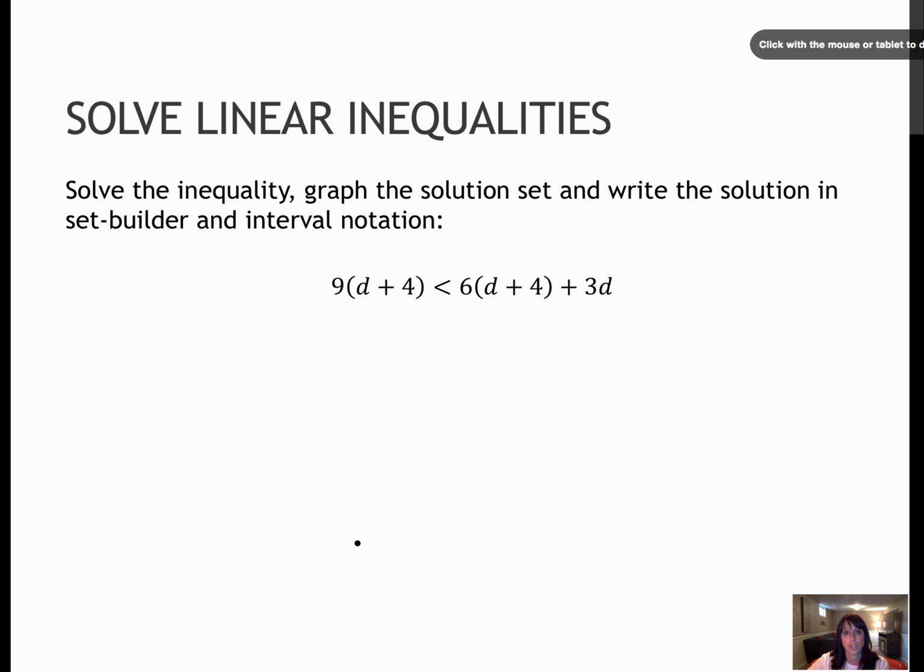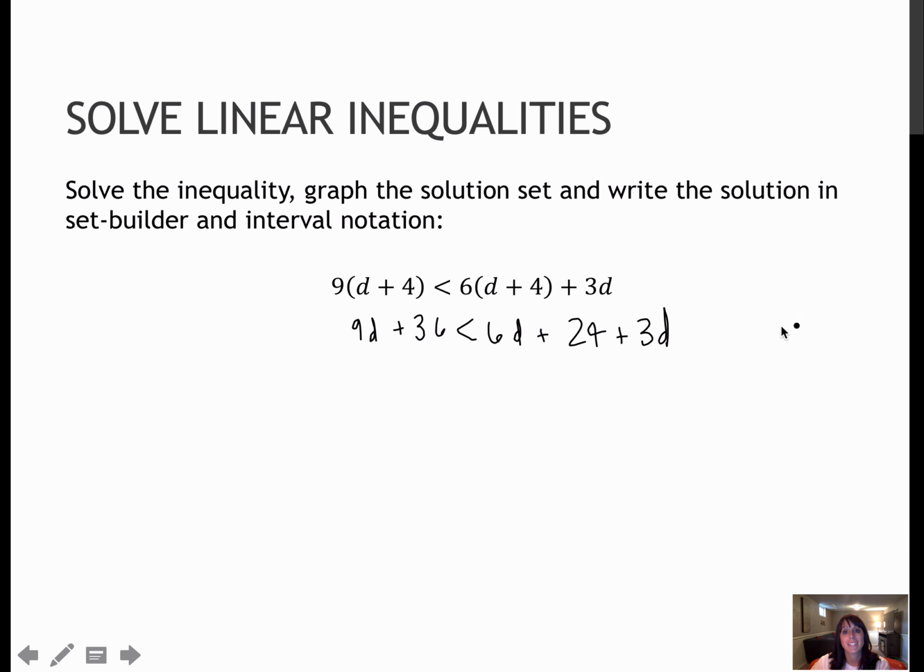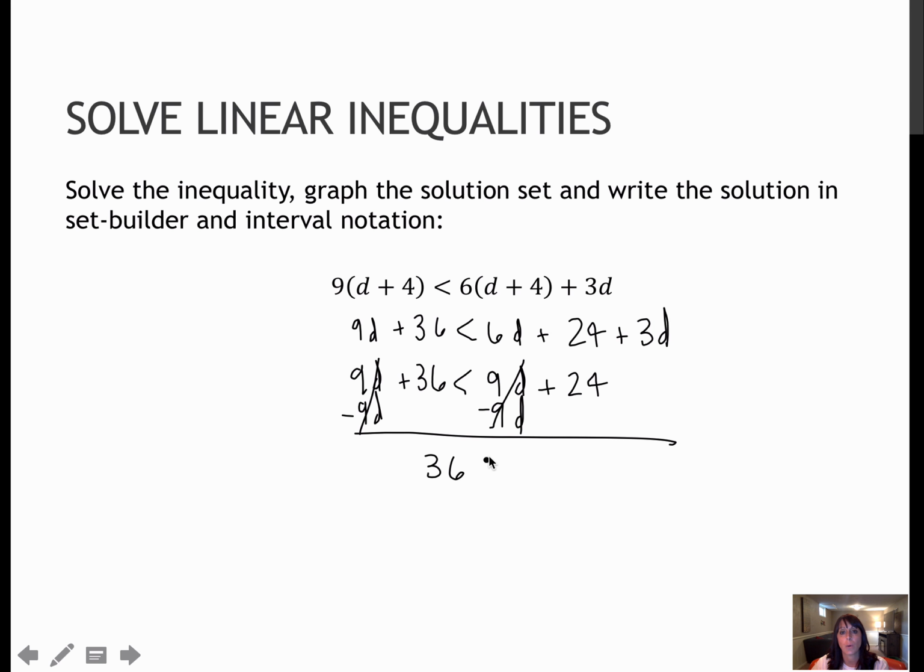Looking at our next question, again, I'm going to do some distributive property. On the right side, I'll combine like terms. Again, I'm going to get all of my variables to one side, and we notice, just as in our last question, all of my variables actually go away, and I'm left with 36 is less than 24. Unlike the last question, this is a false statement. 36 is not less than 24, which means there is no solution.